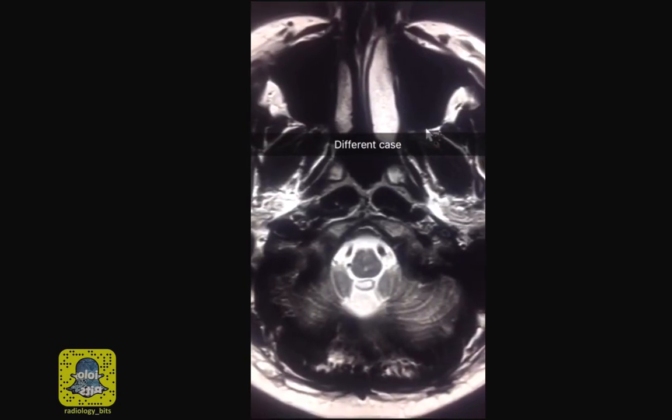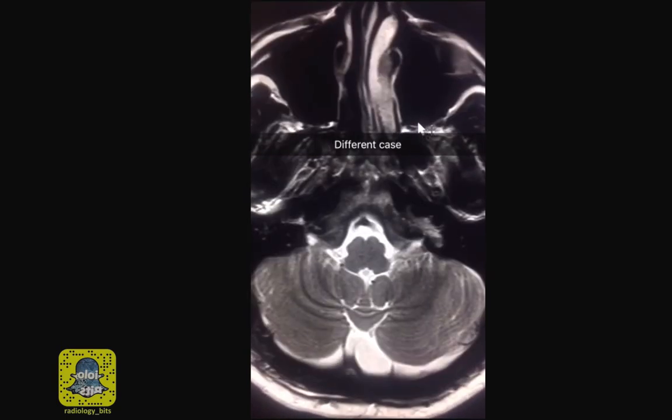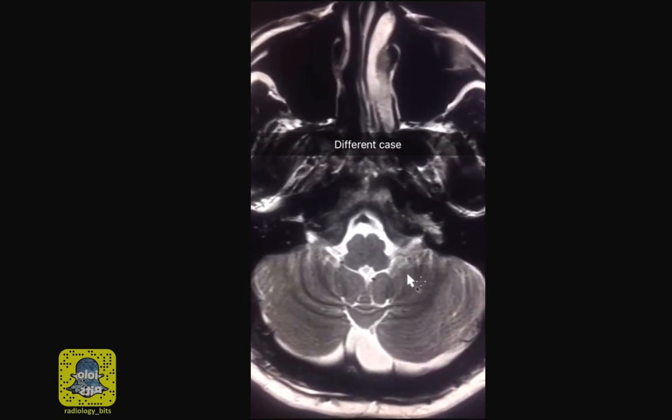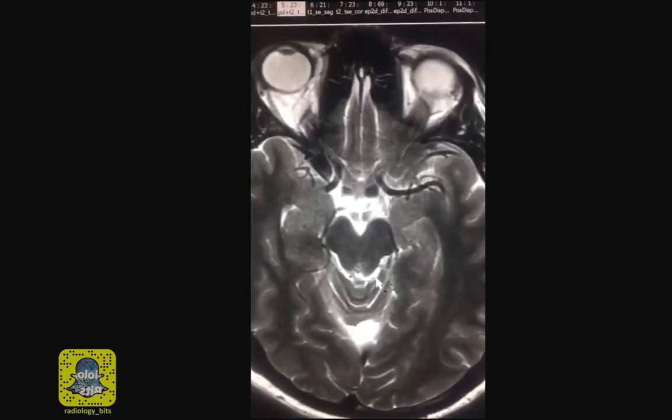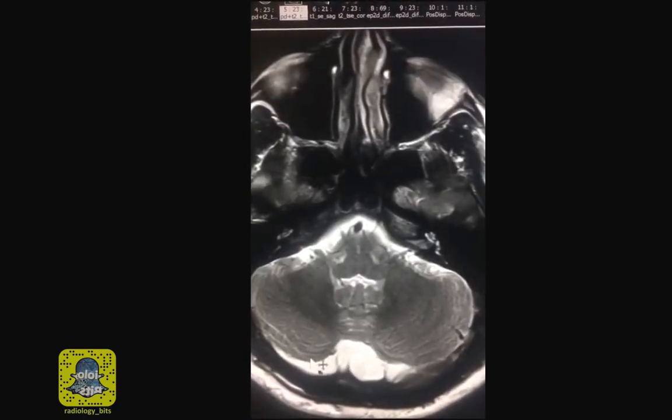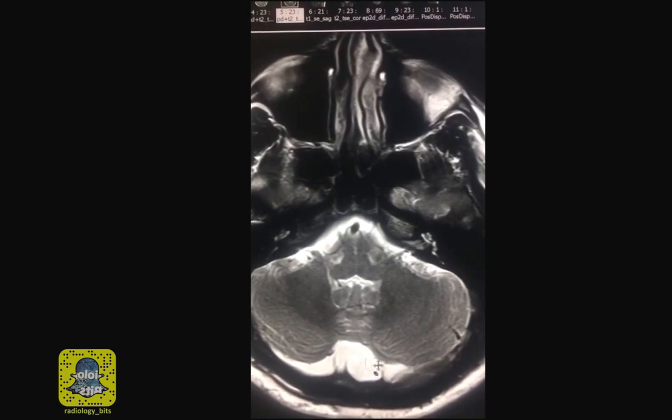For the sake of comparison, let me show you this other example that has a different finding. Now you're an expert, CSF is bright on this T2-weighted image, and you see that there is expansion of the CSF space posteriorly.